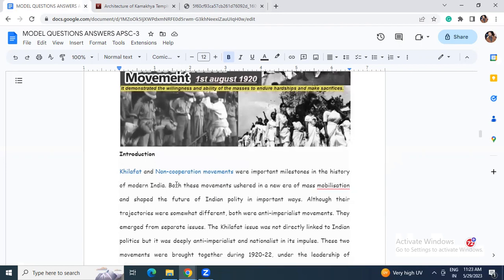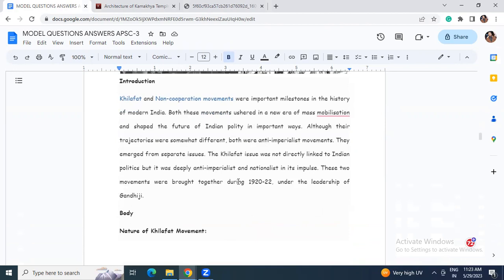Okay, so the Khilafat and non-cooperation movements were important milestones in the history of modern India. Both these movements ushered in a new era of mass mobilization and shaped the future of Indian polity in important ways. Although their trajectories were somewhat different, both were anti-imperialist movements.